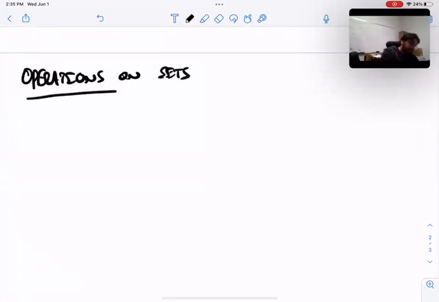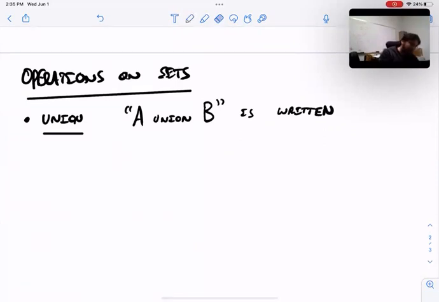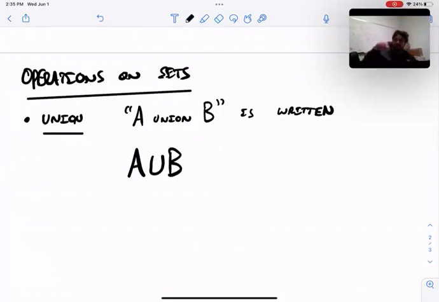So we have several operations on sets. There is the operation called union. And union is written with a giant U, not an upside down U, just a U for union. Right, so it's written like that, a big U.